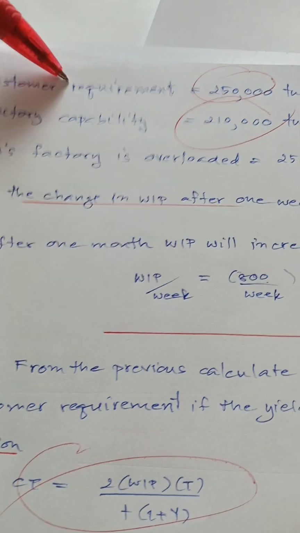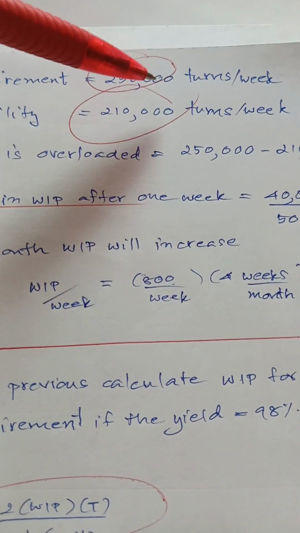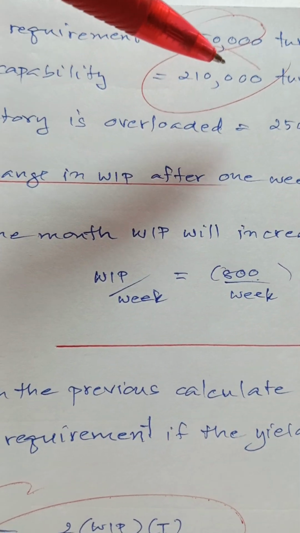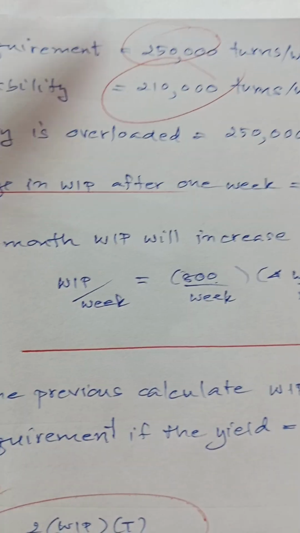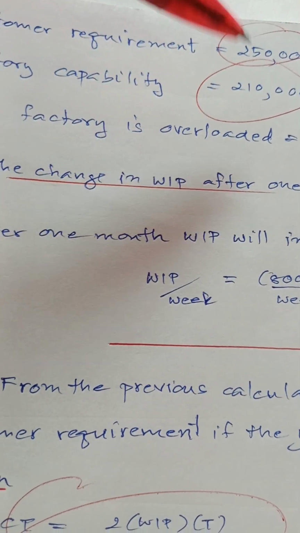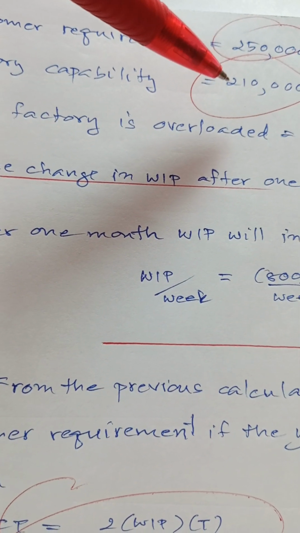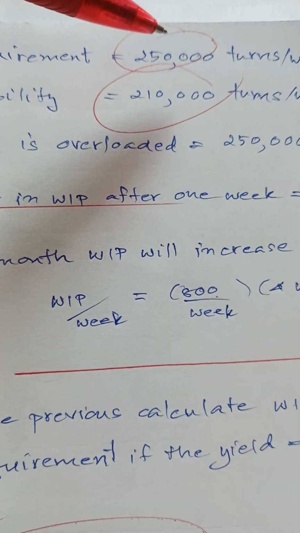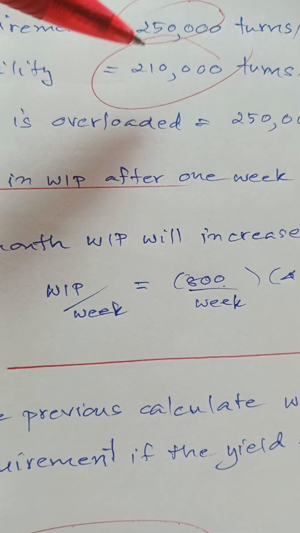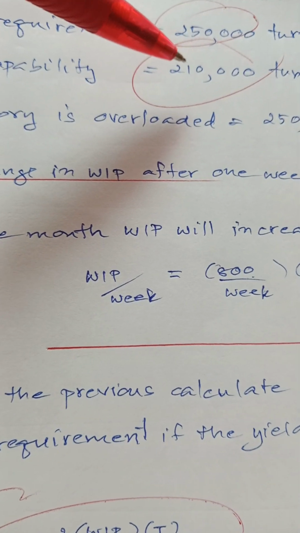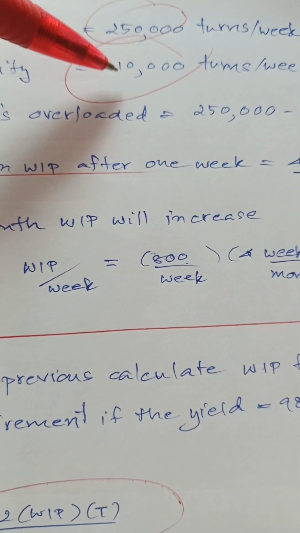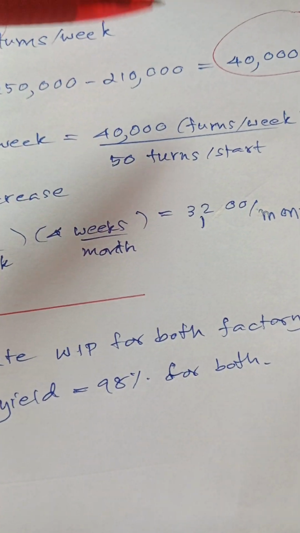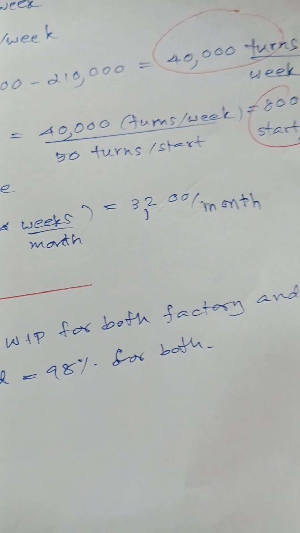Customer requirement, you end up with 250k turns per week, and the factory capability, you end up with 210k turns per week. You can see that this is going to be an overload for the factory, because the customer requirement of turns per week is higher than the factory capability turns per week. And the difference is what? 250k minus 210k gives you 40k turns per week.